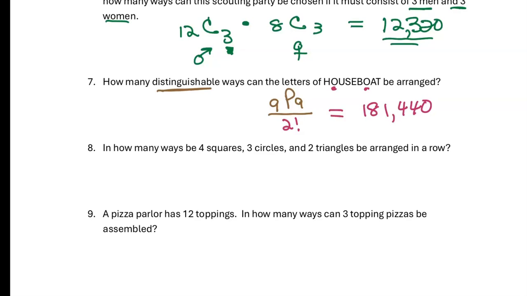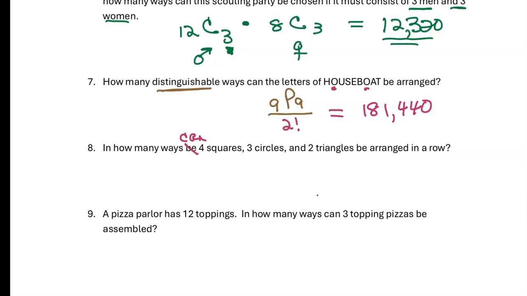In how many ways can 4 squares, 3 circles, and 2 triangles be arranged in a row? Okay, so let's think about this. In how many different ways can they be arranged in a row?